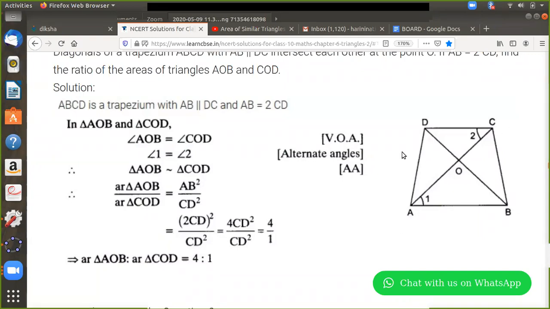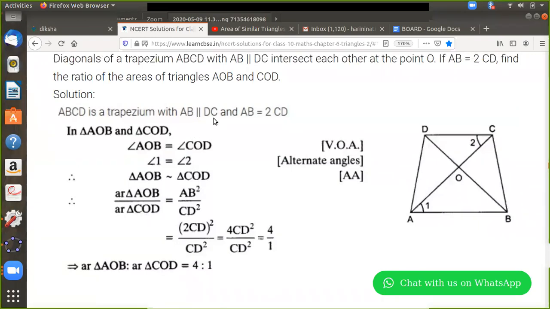Okay, ABCD is the trapezium. AB is parallel to CD. That is why that 1 and 2 has come. What kind of angles are this 1 and 2? Yes, they are the alternate interior angles because these two are parallel lines. So I am getting 2 is equal to 1.